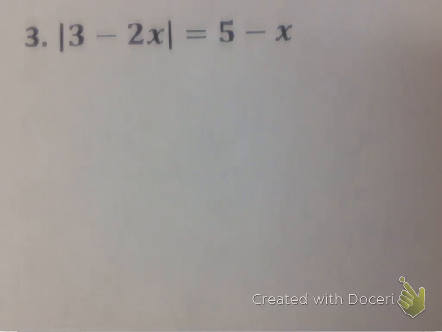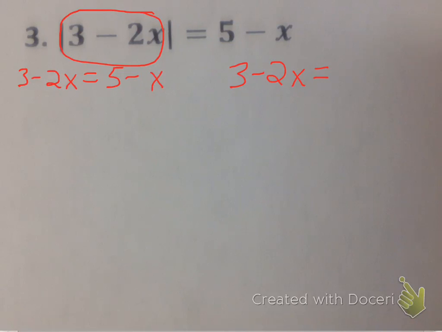We now move on to number 3. On this one, we have the absolute value of 3 minus 2x, with that inside the absolute value. So I'm going to set it equal to both the positive and the negative side. So that's going to go 3 minus 2x equals 5 minus x. And then I'm also going to set it equal to the negative side. So 3 minus 2x equals, now on this one, when I set it equal to the negative, it applies to both the 5 and the minus x. So that becomes a negative 5 and a positive x. When you apply the negative, it changes both signs.